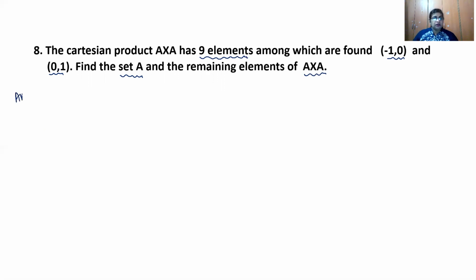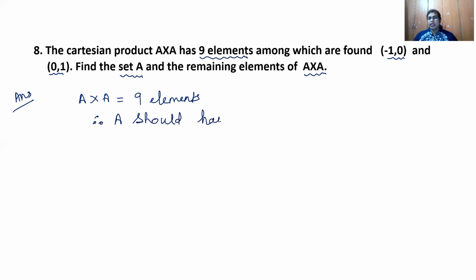So first I need to find the set A. A cross A should have 9 elements. If it has to have 9 elements, what comes to my mind? That A should have how many elements? Then 3 elements. A should have 3 elements. Which are those elements? Look at the ordered pairs. Can you see 3 different elements? Therefore, A is equal to {-1, 0, 1}. So these are the 3 elements of set A. This is the answer.